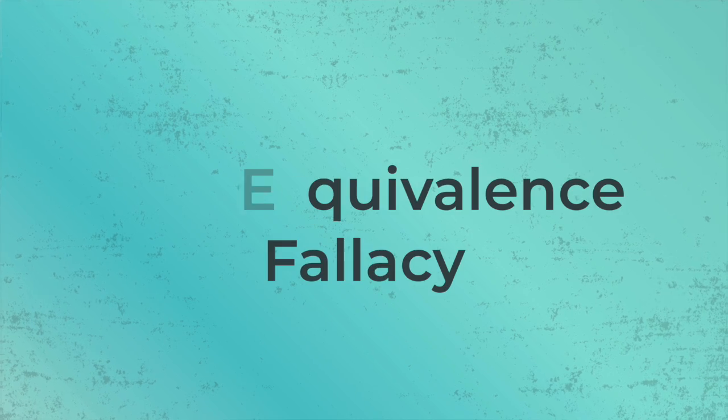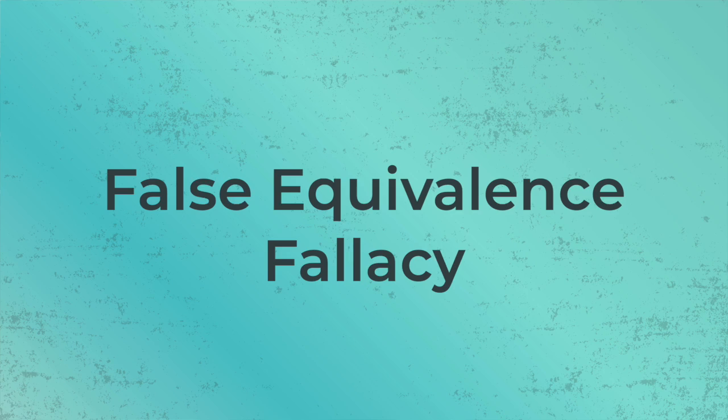The false equivalence fallacy argues that two or more things are the same despite having important differences. Comparisons can be a powerful way to understand new concepts, but the devil is in the details. While superficial similarities are often easy to see, they may be masking important differences. And if we're not careful, we could be misled.